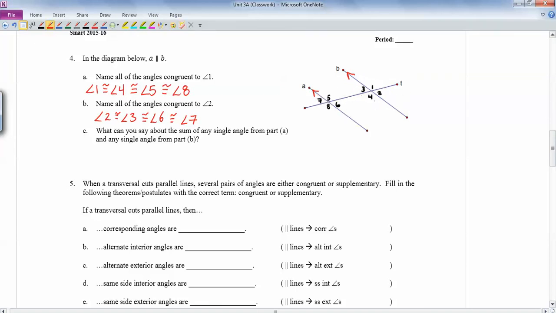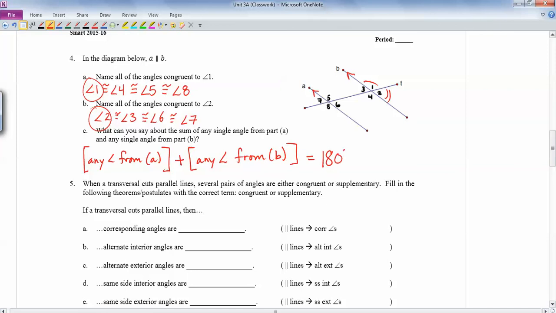Okay, so what can you say if you took any of the angles from part A and added it to any of the angles from part B? So if you take any angle from part A and you add it to any angle from B, what do you get? Well, let's look. Let's try 1 and 2. Here's 1, here's 2. Well, if you put those two together, you get a straight angle. So according to the angle addition postulate, that'd be 180 degrees.